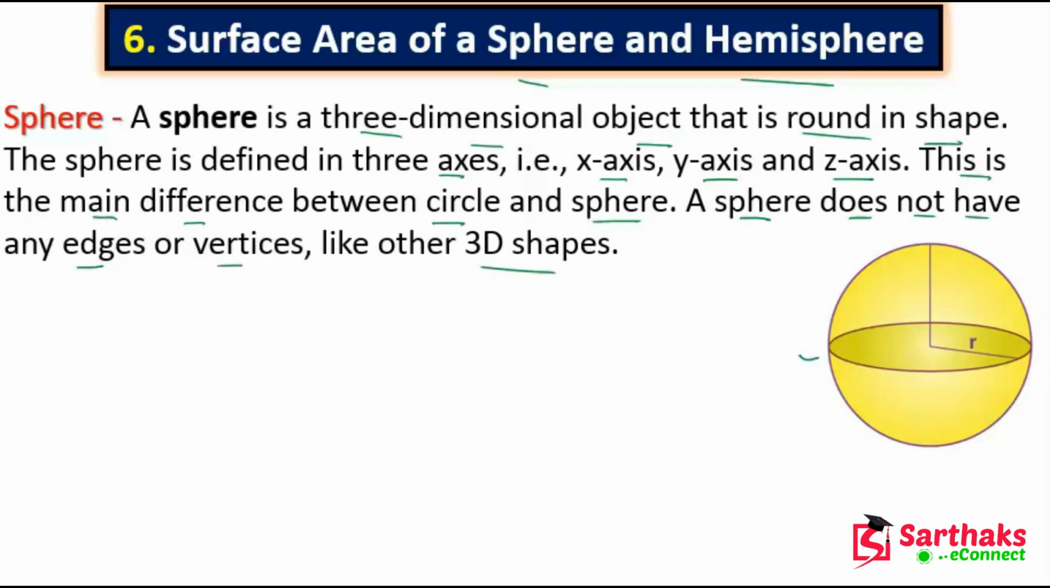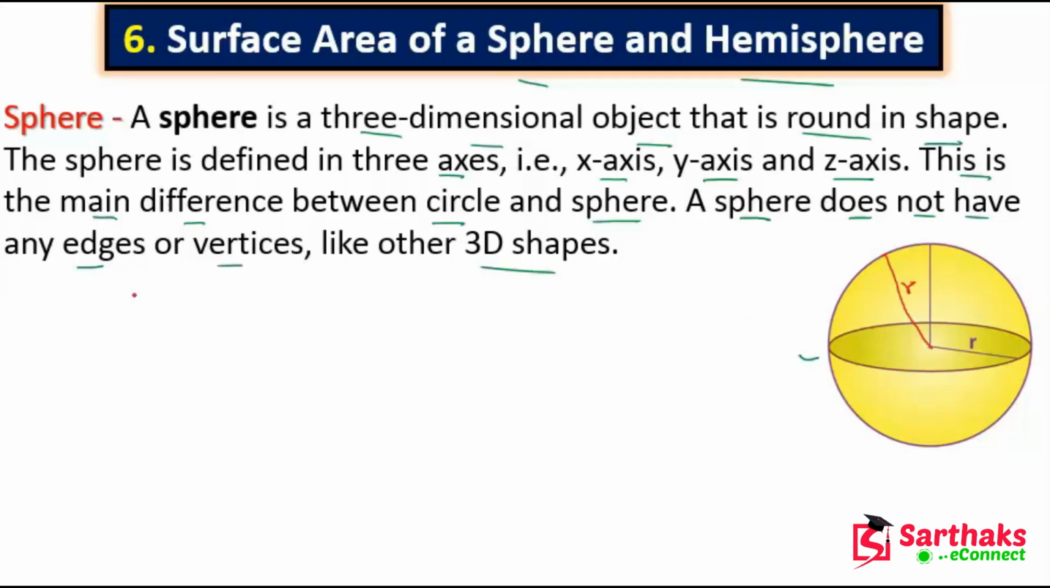Now, all the points on the surface of a sphere are equidistant from a common fixed point, which is called the center. Let's suppose this is the center. If we take a point on the surface like this, the distance is r. If we take any point on the surface of the sphere, it is equidistant from the center, the fixed point. I hope you get this point.